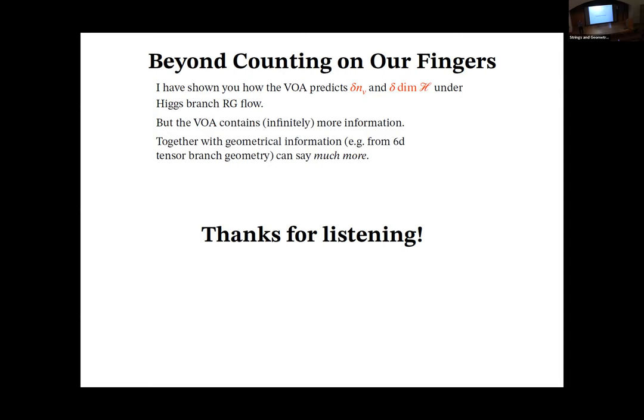So yes, you can track through the VOA what the symmetries do, you can track what the levels do, and that was actually one of the applications that I cryptically alluded to in my introduction. I said one of the things you can track is what the flavor symmetries are and what the current algebra levels of the flavor symmetries are through these RG flows. So, yes.